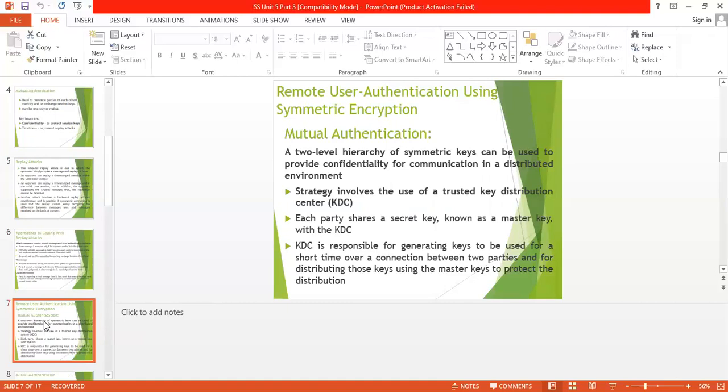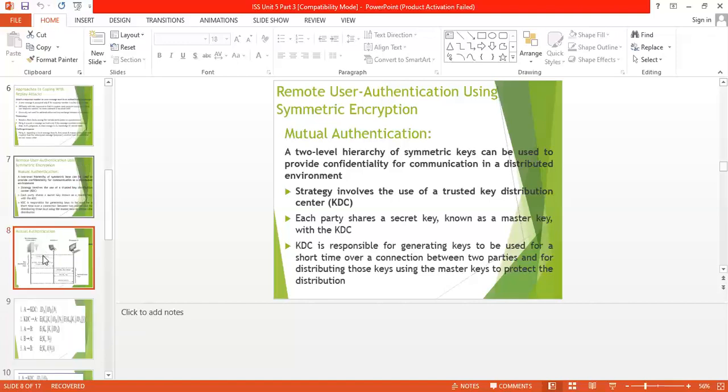Each party shares a secret key with the KDC. This is the master key. The KDC is responsible for generating keys used for a short time over a connection between two parties and distributing those keys using the master key to protect the distribution. This key is also called the session key.